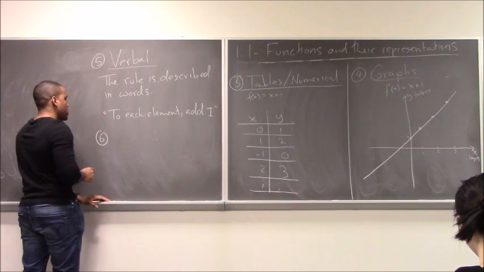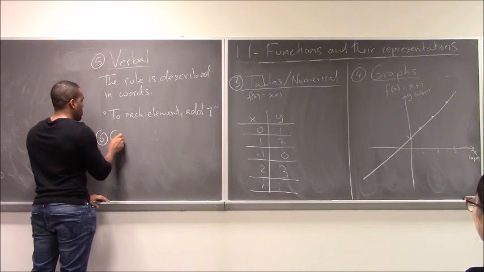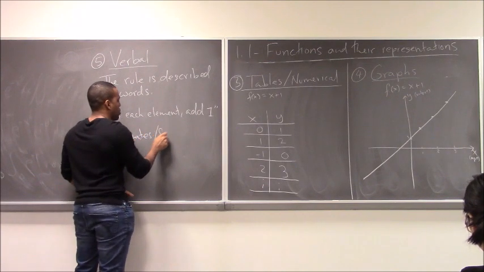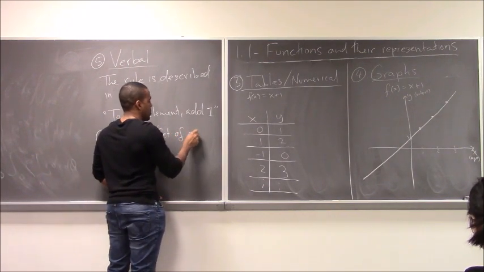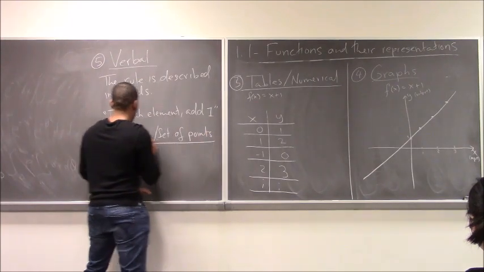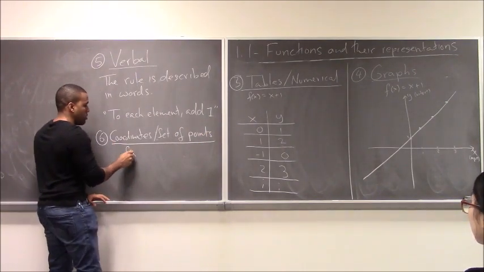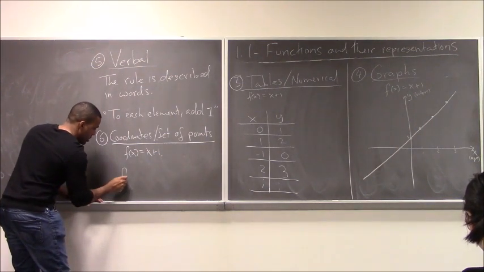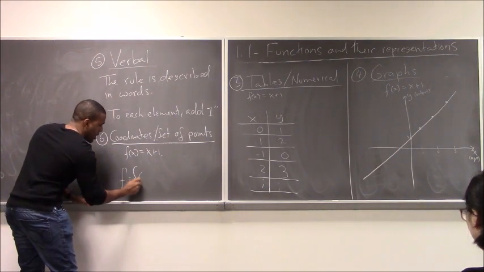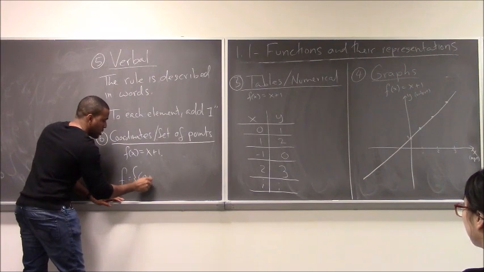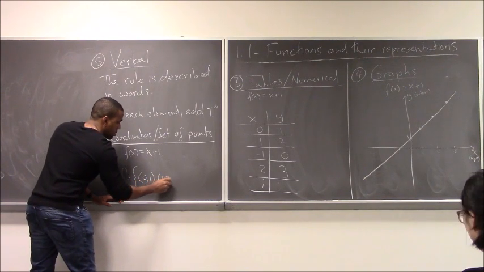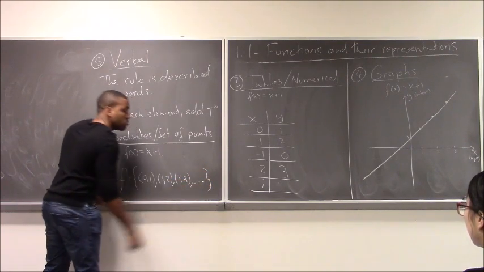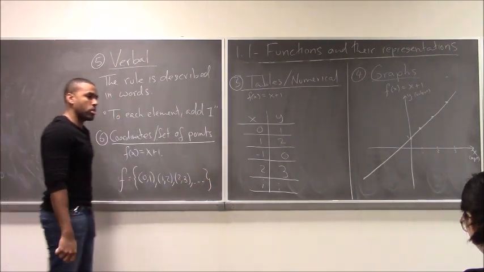Another common representation is to use coordinates. A set of points. So if I wanted to represent f of x equals x plus 1, I could actually write that down as saying f is equal to, and I write coordinates where I put corresponding numbers. It's another representation.